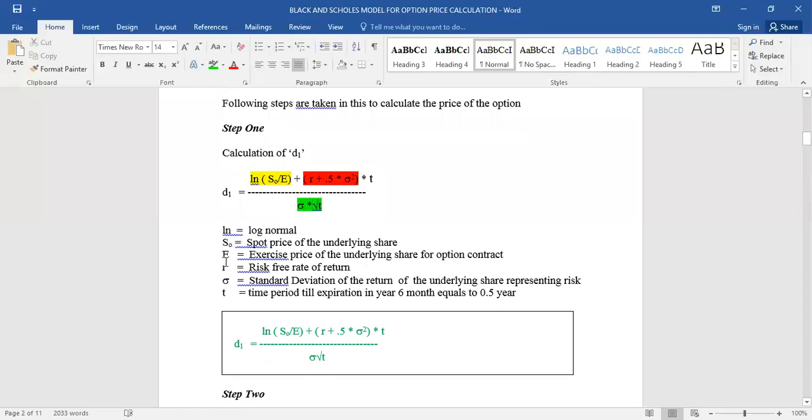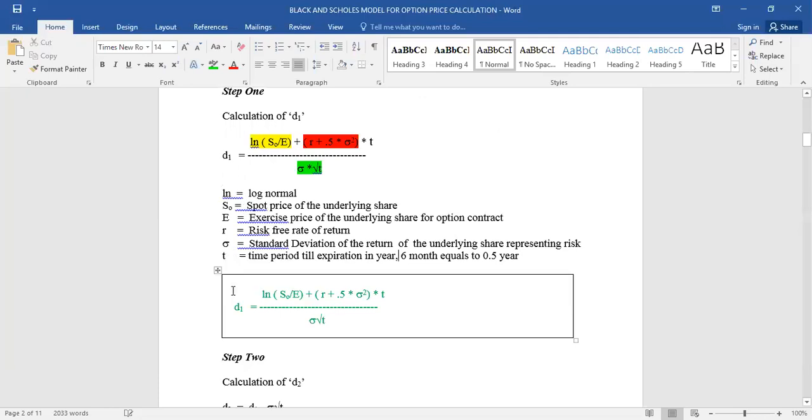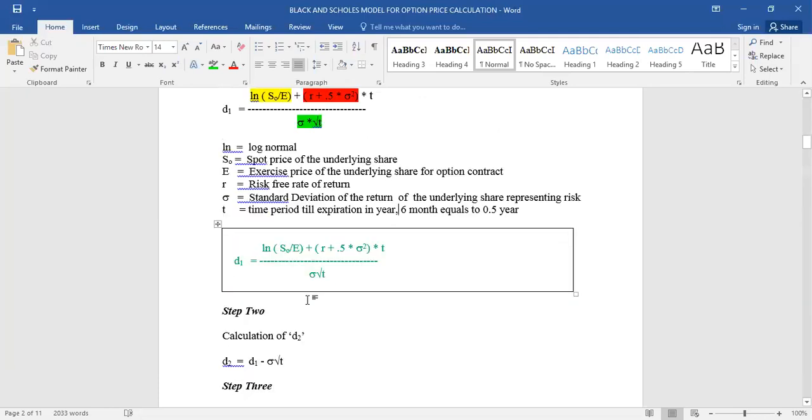Ln is log normal. S0 is the spot price of the underlying share. E is the exercise price for the option. Precisely, we will be doing this first for the call option. R is the risk-free rate. Sigma is the standard deviation of return of the underlying share, representing risk. T is the time period till expiration in years. That means 6 months will be equal to 0.5. This is the formula I have given as a recap.